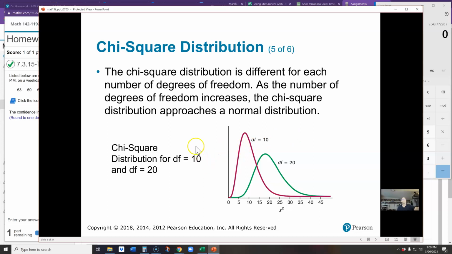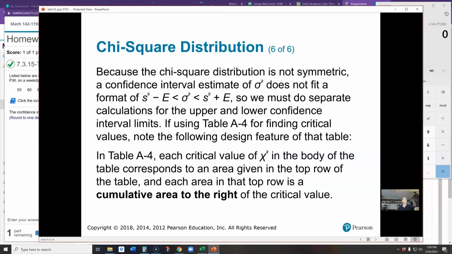Bigger the sample, the better the results. That's always the case in all of our statistics work. More data, better values. So then they talk about the idea of getting a confidence interval using this chi-square distribution and how it's different. It says because the chi-square distribution is not symmetric, a confidence interval estimate does not fit a format of taking some sample value and adding and subtracting a margin of error.